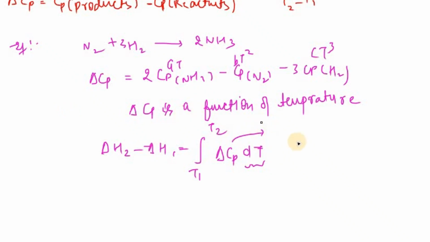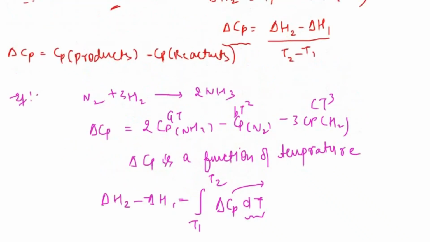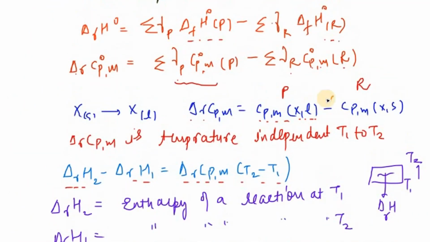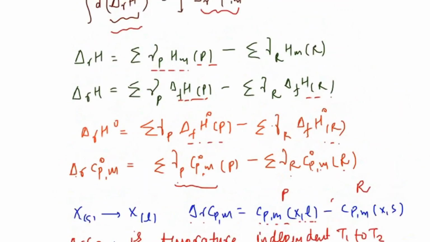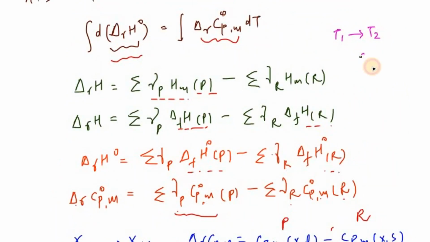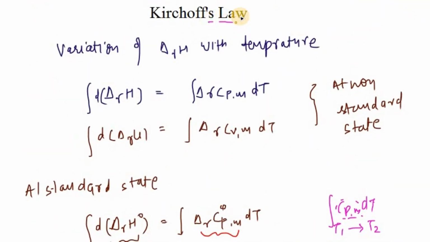But when it is temperature independent, we will integrate to get T2 minus T1, and delta Cp will be delta H2 minus delta H1 divided by T2 minus T1. So whatever information we have, we could get from here. Whenever we have a term like delta H and Cp, it is mandatory that we assume Cp molar is constant over the temperature range T1 to T2. When it is not constant, we have to integrate by putting in the value; we can't integrate directly. First we have to check whether Cpm is temperature dependent or not. So that's what we call Kirchhoff's law, the variation of delta reaction enthalpy with temperature.